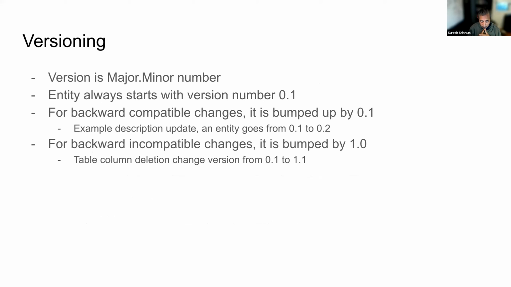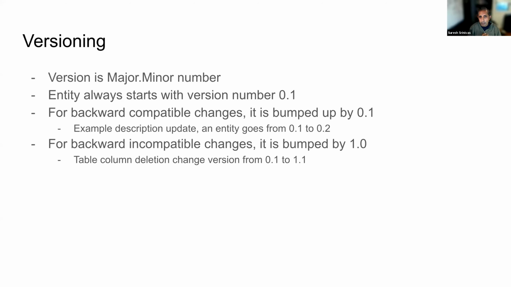So let's look at versioning itself. A version is a major.minor number. That is the format that we are using. An entity always starts with the version number 0.1 when it is created. For any backward compatible changes, the version number is bumped up by 0.1. As an example, let's say you updated the description of an entity or ownership changes. It goes from 0.1 to 0.2. For the next change, it goes from 0.2 to 0.3.